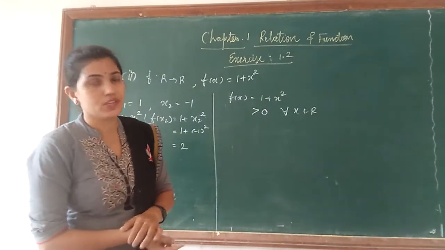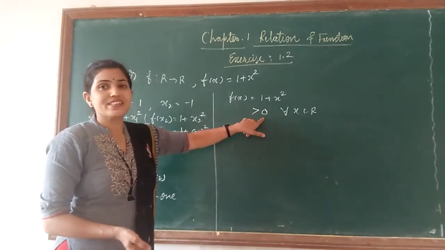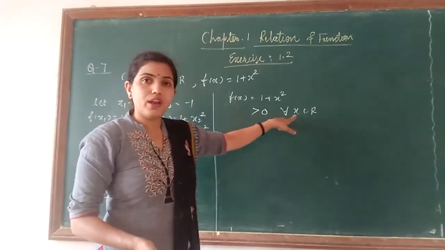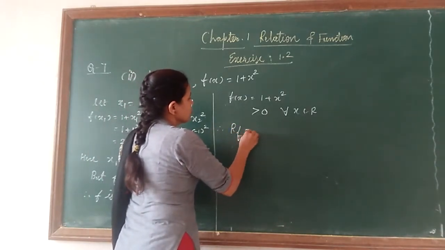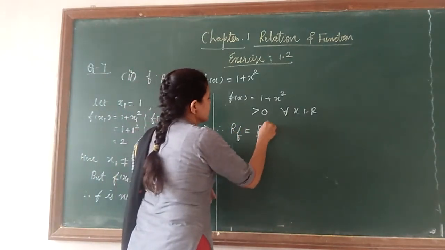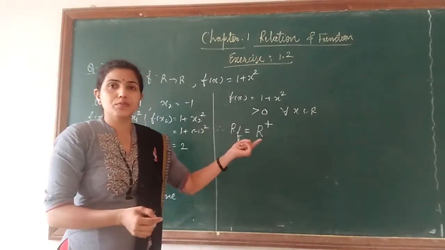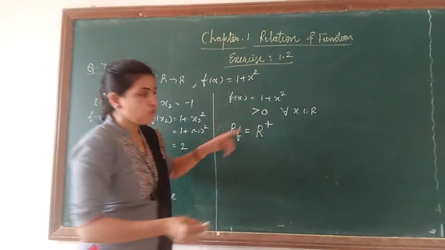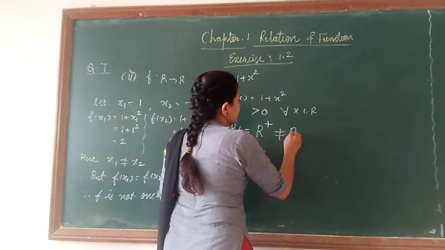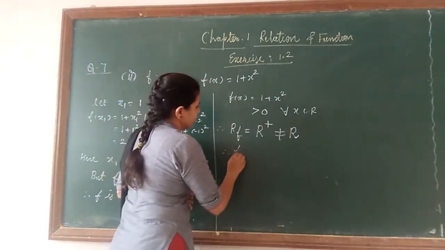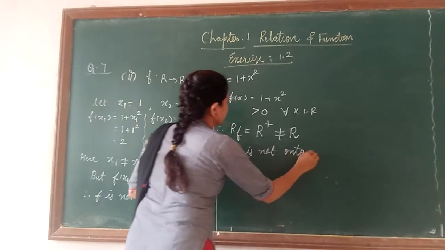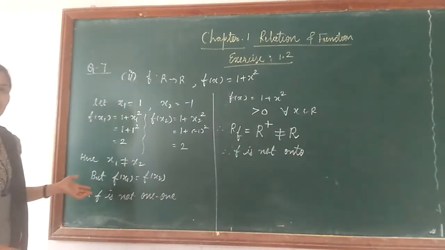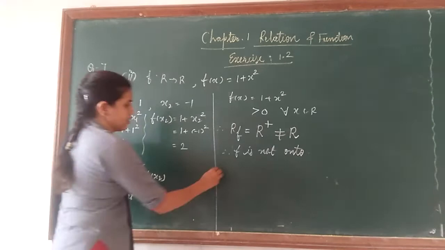So this will be a positive number. So this is always greater than 0 for all x belongs to R. Therefore we can say that the range of f is equal to the set of all positive real numbers, that is R plus, which is not equal to R. Therefore f is not onto. So here the function is not 1-1 and not onto.